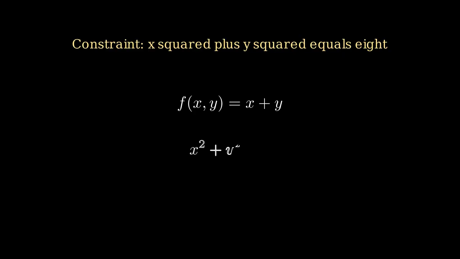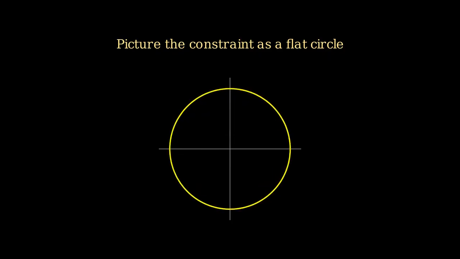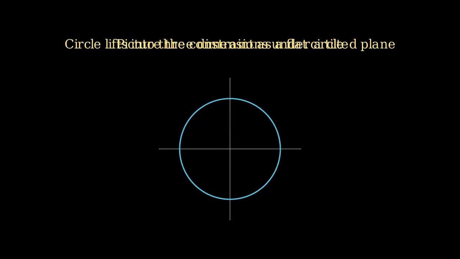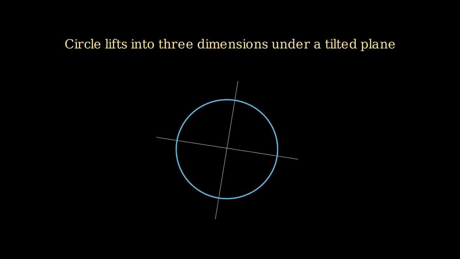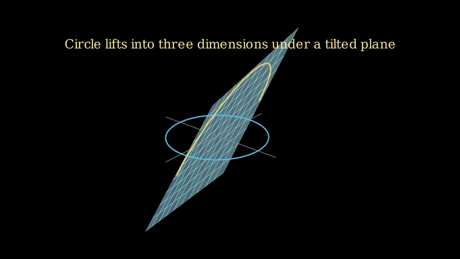We want to find the largest and smallest value of the function f of x, y equals x plus y. This is subject to the constraint x squared plus y squared equals 8. On screen, picture this constraint as a flat two-dimensional circle drawn in the xy plane with radius equal to the square root of 8. Now watch the circle lift upward into 3 dimensions, becoming the boundary condition sitting underneath a tilted flat plane, which is the surface of our function.